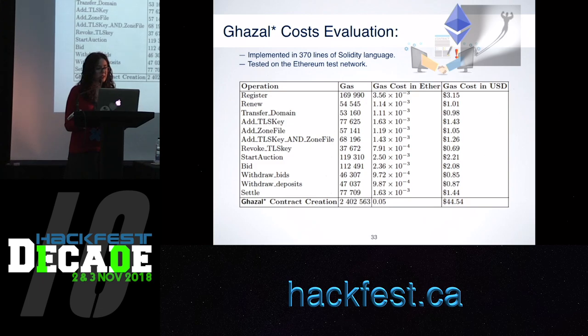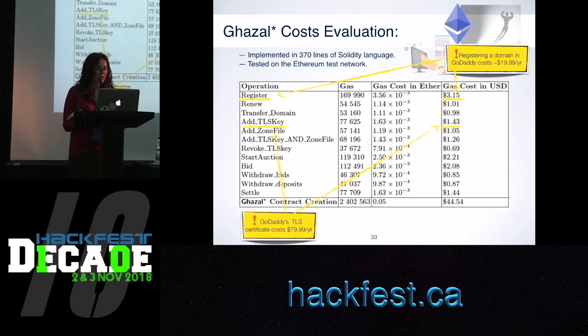So at the end, I implemented a cost evaluation to compare how much it costs to register a domain name and to get a certificate in the real world versus this new system, which is built on the Ethereum. So the smart contract is implemented in 370 lines of Solidity, and I tested it on the Ethereum test network. So you can see here, to register a domain name in our system, it only costs $3.15. Whereas in the real world, for GoDaddy, for example, it would cost $20 per year. And to get a certificate, it would only cost $1.43. Whereas in the real world, you have to pay around $80 per year.